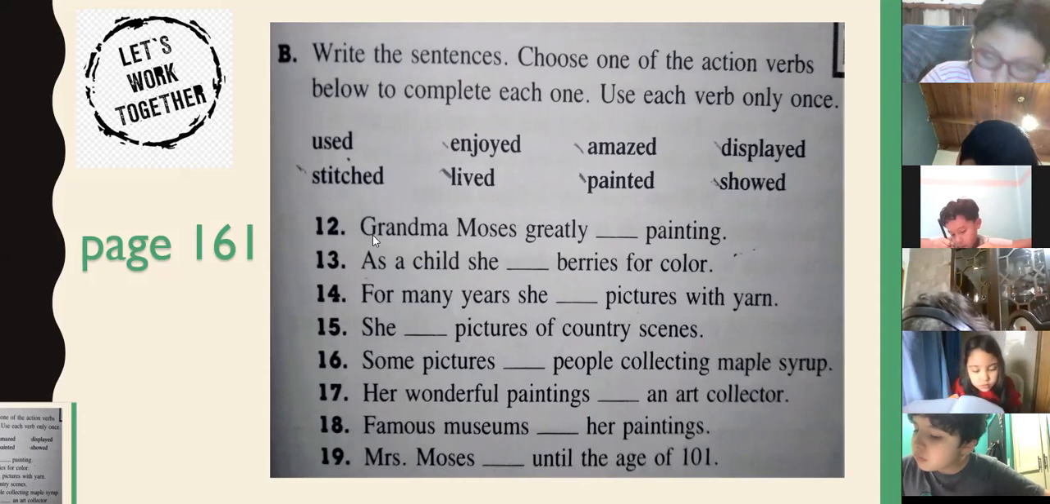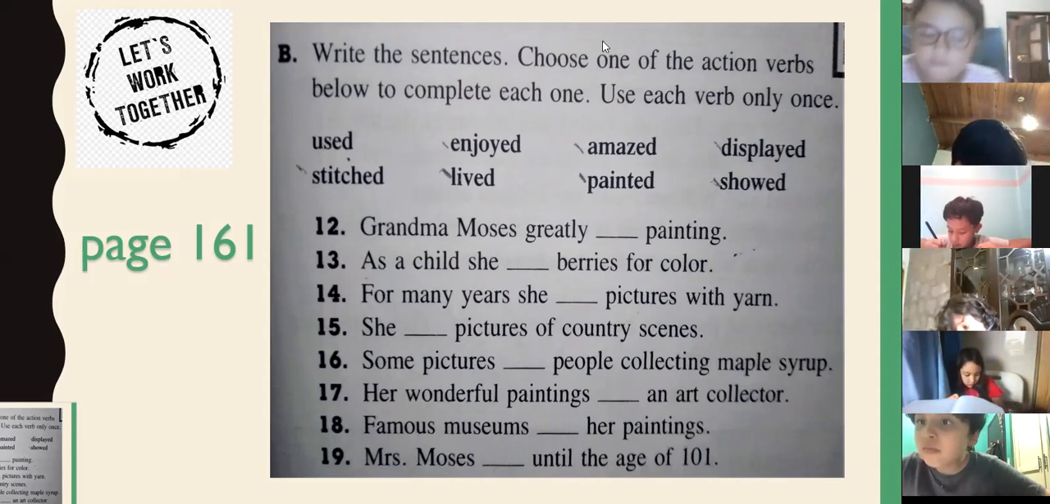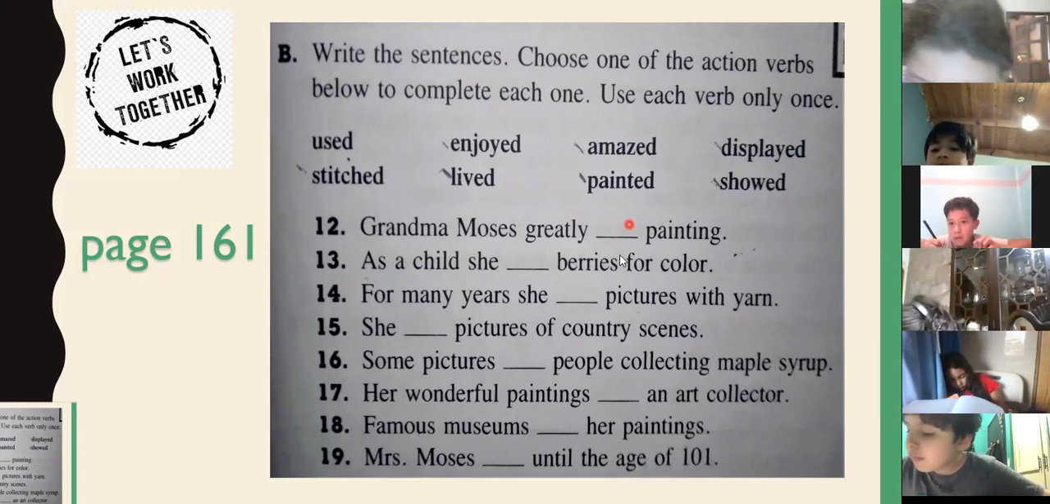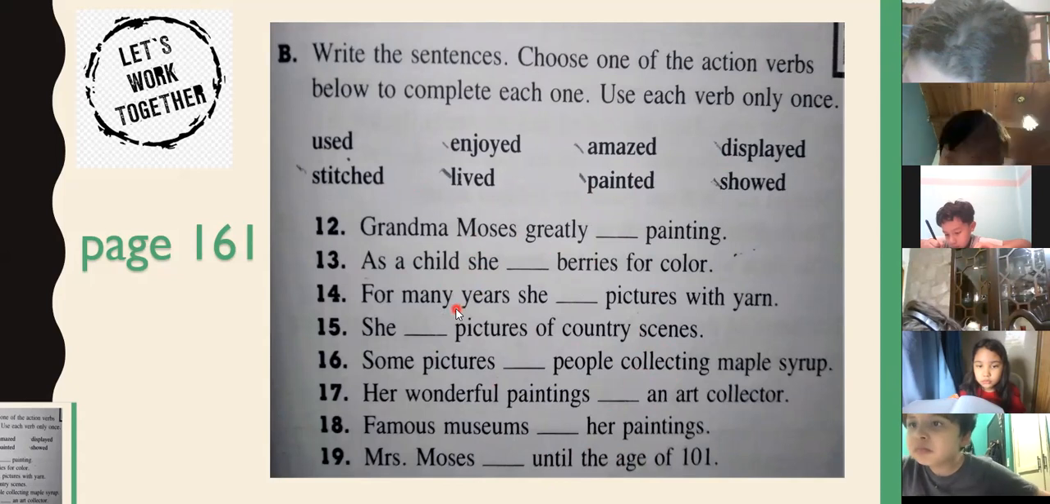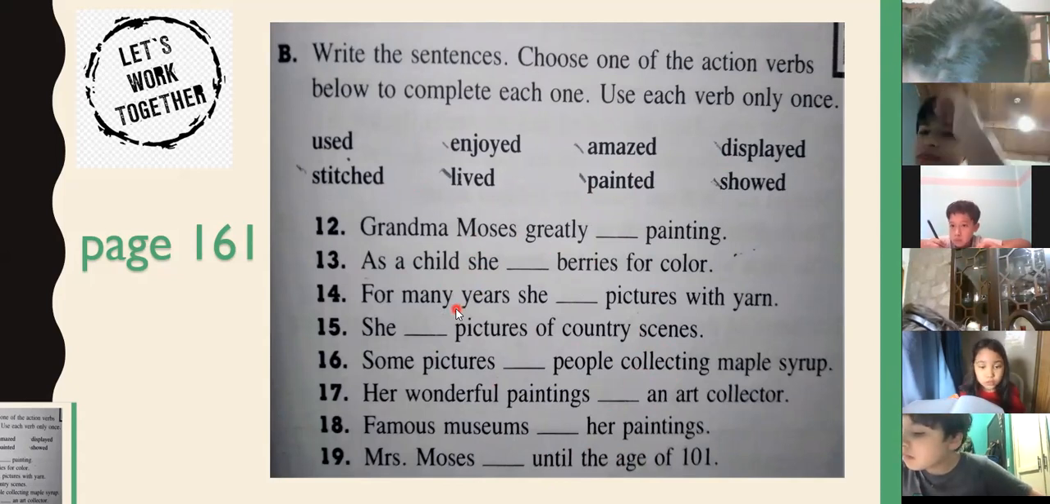So in this sentence we have the subject and the predicate, but in the predicate the verb is missing, the action verb. And we're going to find out which action verb it is for each sentence.